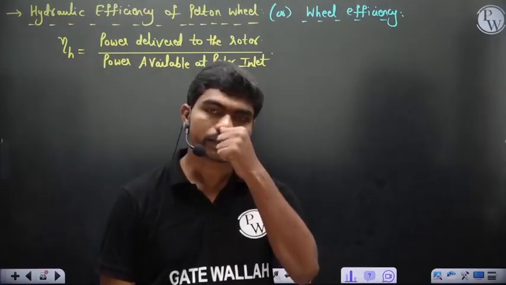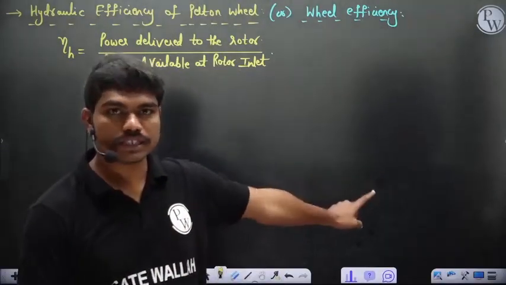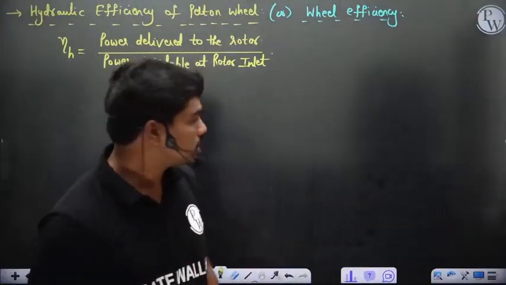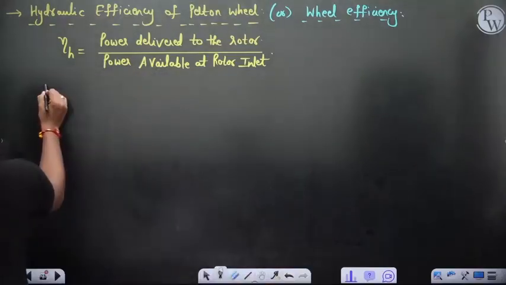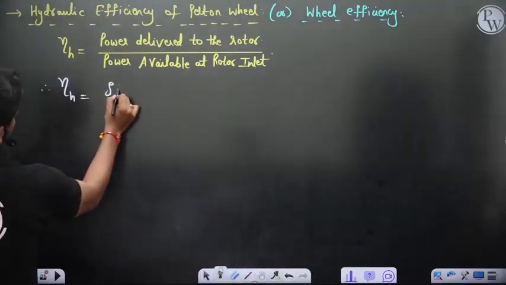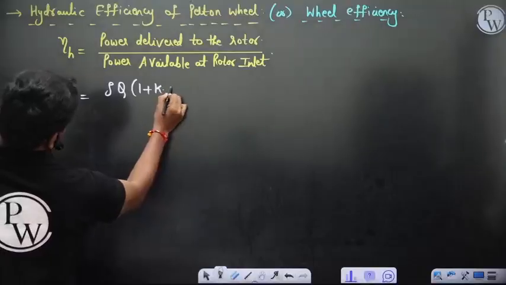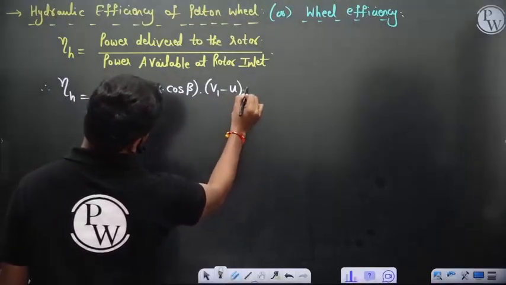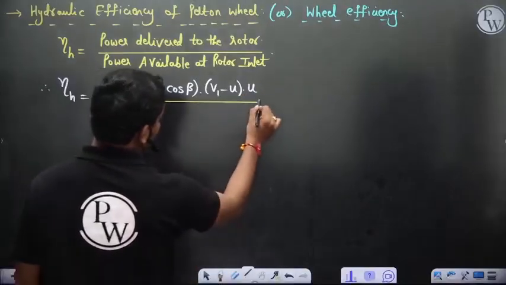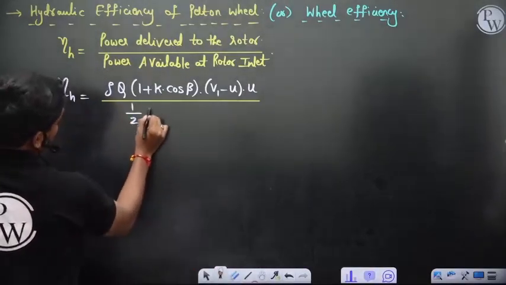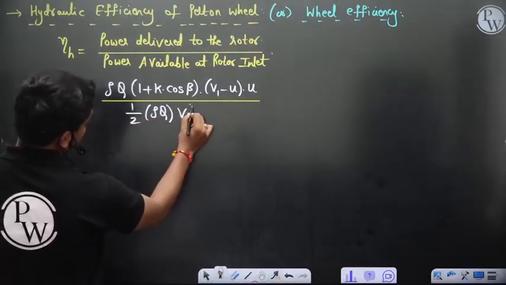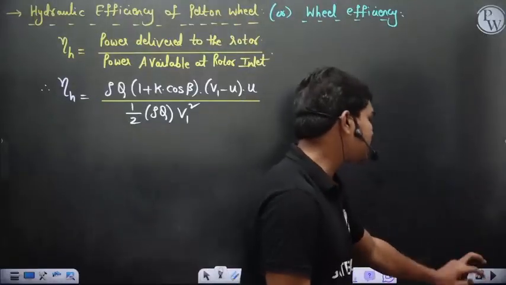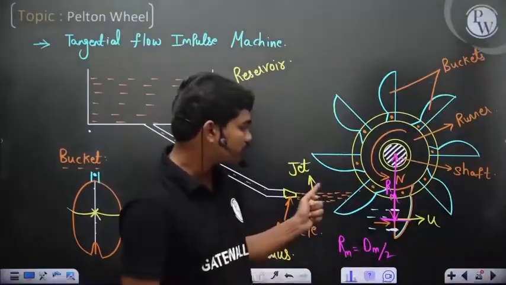Now if this is the power available at rotor inlet, this is an impulse machine. The complete power which is available is only available in the form of kinetic energy. There is no pressure energy. So therefore, can I write it this way? Because the available energy at the water inlet is nothing but the kinetic energy of this jet. Apart from this kinetic energy of the jet, nothing is available.